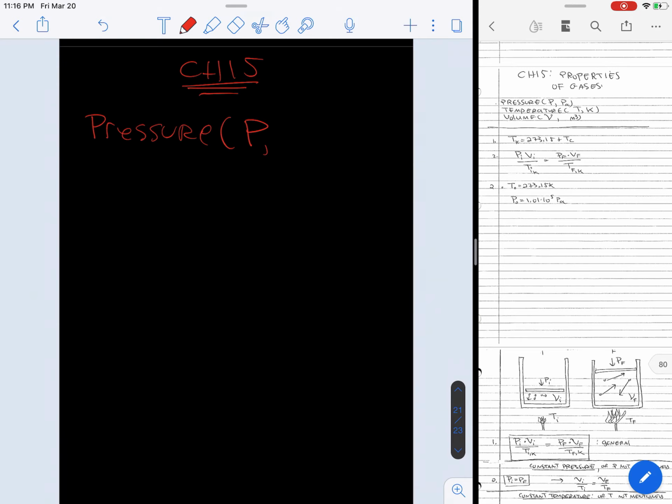Variable is going to be a capital P. One unit is pascals, but it can also be pounds per square inch. But we're actually going to stick with pascals when we plug in our formulas.